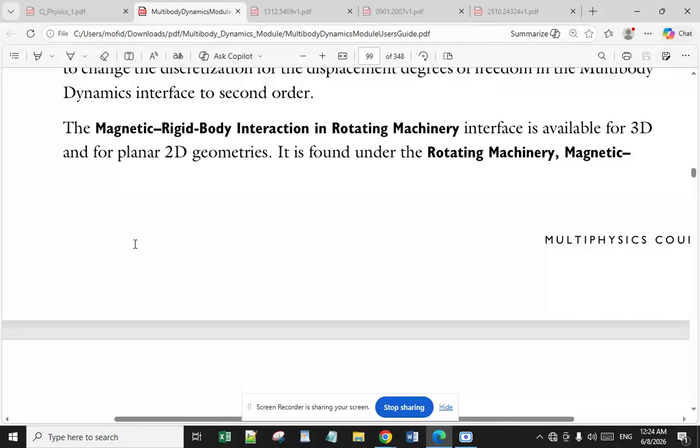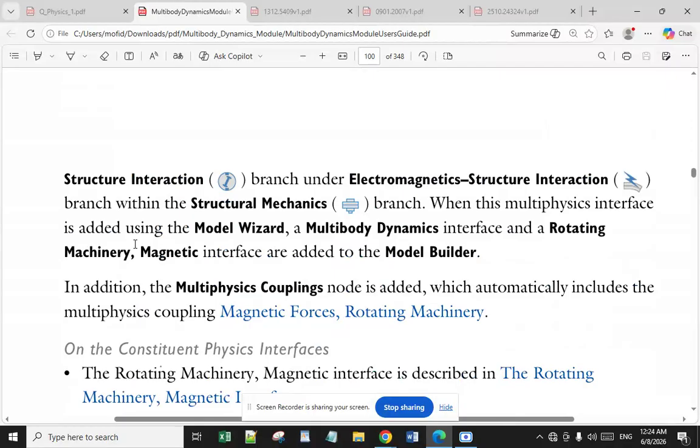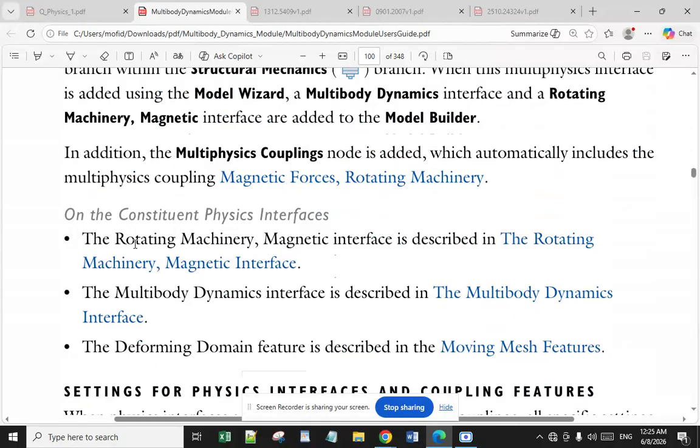This is found under the Rotating Machinery, Magnetic Structure Interaction branch, under the Electromagnetic Structure Interaction branch, within the Structural Mechanics branch. When this multiphysics interface is added using the Model Wizard, a Multibody Dynamics interface and a Rotating Machinery, Magnetic interface are added to the Model Builder. In addition, the Multiphysics Coupling node is added, which automatically includes the Magnetic Forces, Rotating Machinery multiphysics coupling.